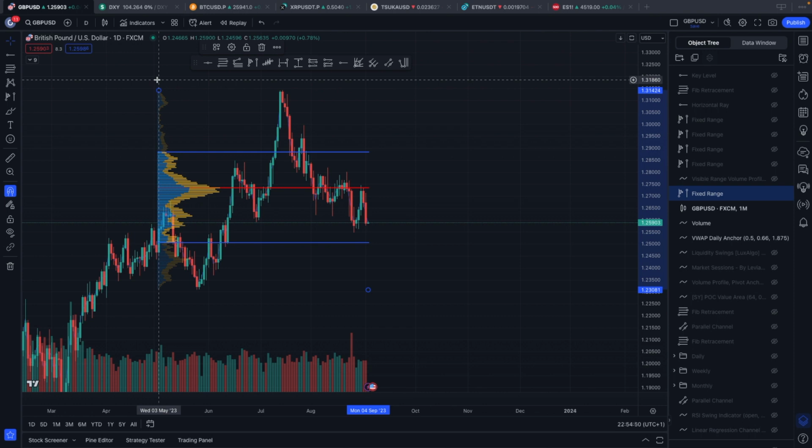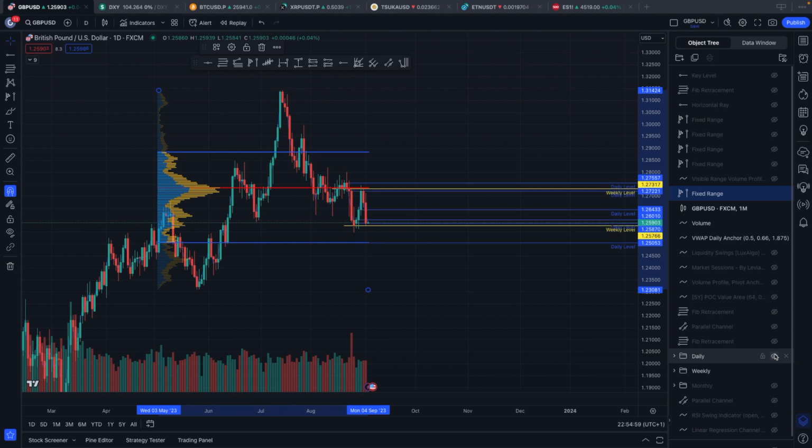Move it back down a bit. Oh, we have a daily there. There we go. Look at that. And you remember when you mentioned the 1.25 level before as well, when you did a higher time frame fixed range volume, that also came up as 1.25. So yeah, that level's coming up again and again, the 1.25.